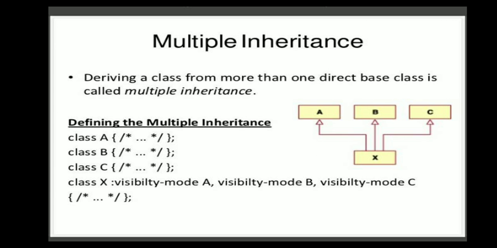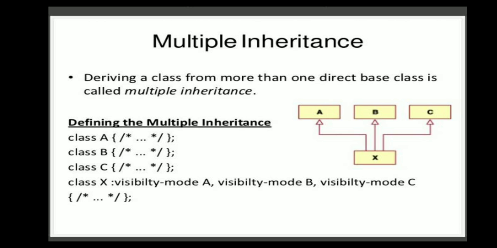Next, multiple inheritance. Deriving a class from more than one direct base class is called multiple inheritance. Let's see the figure of this multiple inheritance. Here we are using three base classes A, B and C. Then only one derived class we are using, that name X. This X derived class can derive the entire features from the base classes A, B, C.